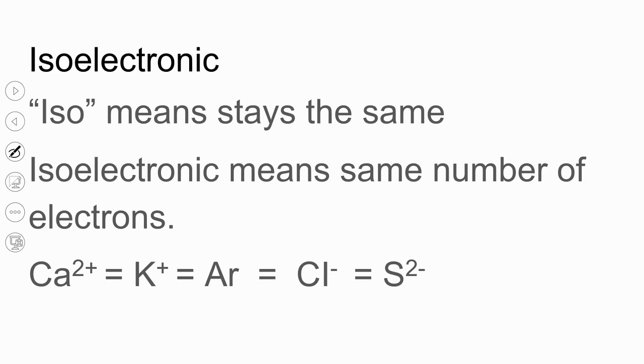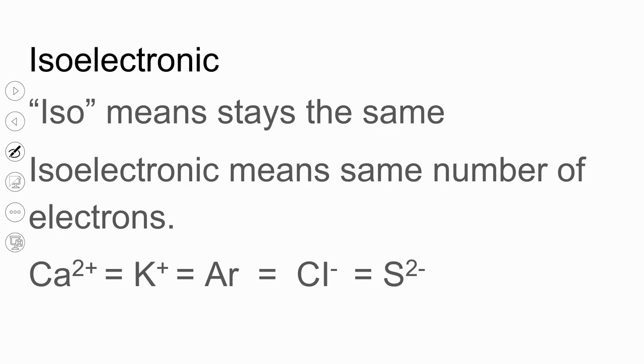So iso means the same, stays the same. Can you think of any other places you've heard of iso? Isolated, okay, stays the same. Have you ever used an isosceles triangle in math? Yep. So that means two sides are the same. So iso just means that you have the same. So isoelectronic means you have the same number of electrons.